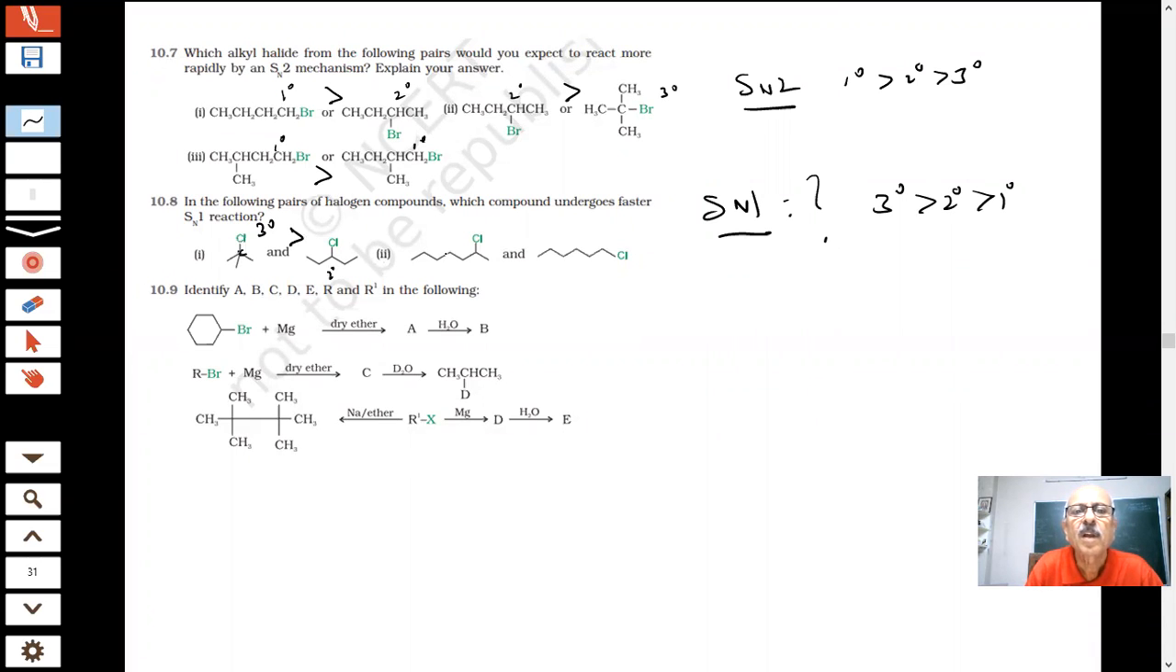What about these two? Which is faster? First one, because it's 2 degrees. This carbon is 2 degrees, and this is 1 degree carbon.